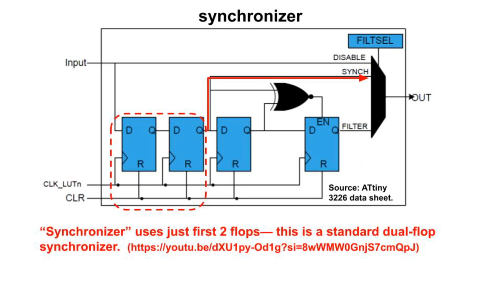To start, we will use the block in synchronizer mode. In this mode, only the first 2 flops are used. The output of the second flop leaves the block via the mux. These 2 flops make up a standard dual flop synchronizer.